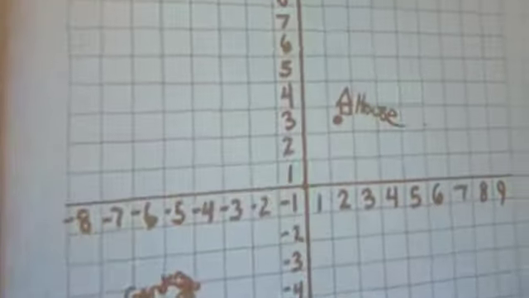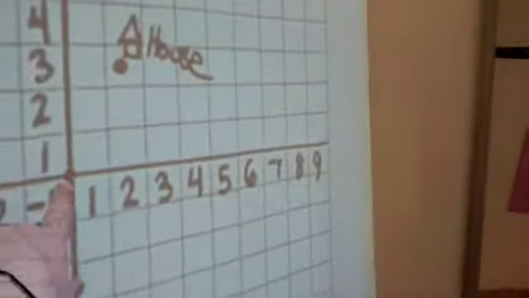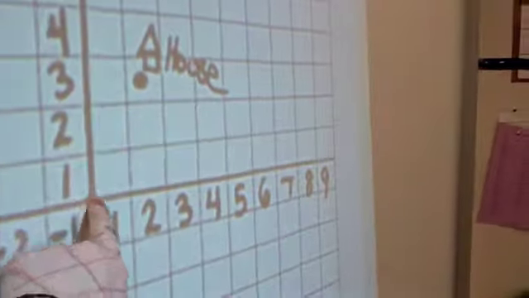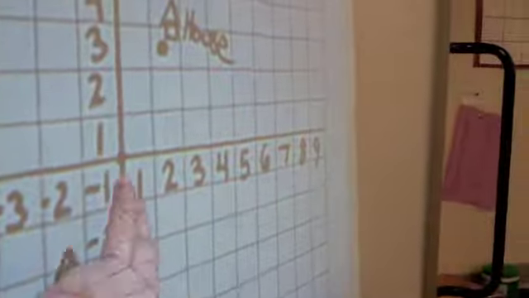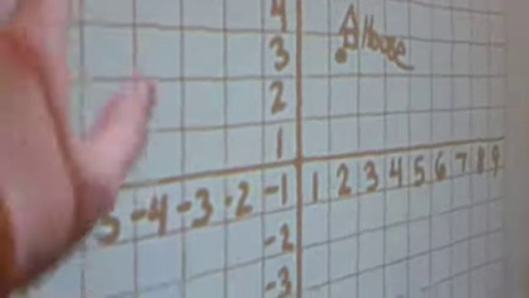Alright, so how would I be able to determine where things are located? The first thing I need to do is figure out, well, where is my point of origin? My point of origin is located at 0, 0. Okay? It's 0, 0. So if that's my point of origin, where I'm beginning, how can I figure out where the house, my friend, and the garden are located?